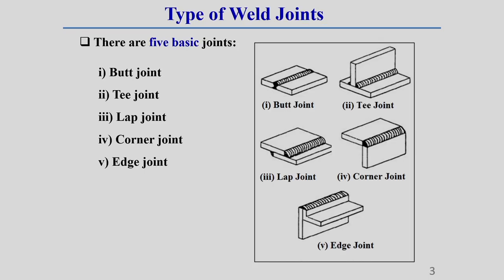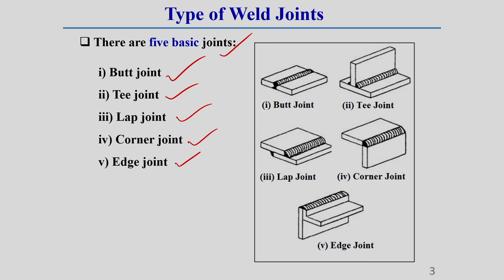So first of all the type of joint, because this is very introductory. Before discussing the actual analysis of a welded structure, the first and foremost thing we should know is the type of weld joint. So that's why initially I am discussing these things. We can categorize weld joints into 5 different basic joints: butt joint, T joint, lap joint, corner joint, and edge joint.